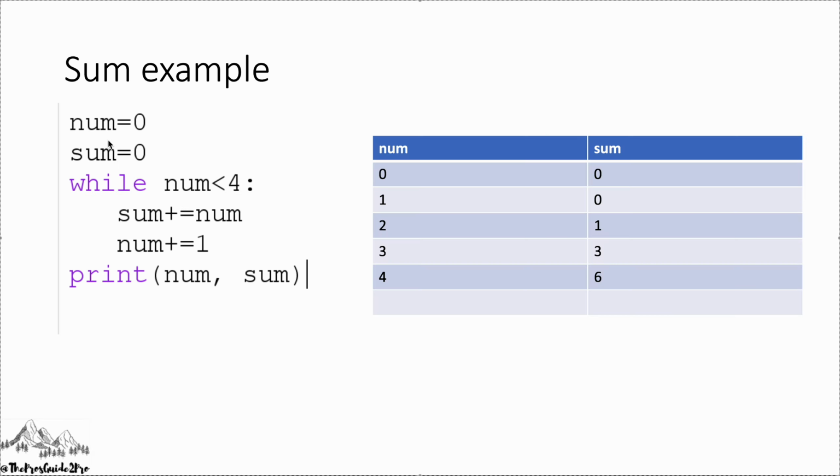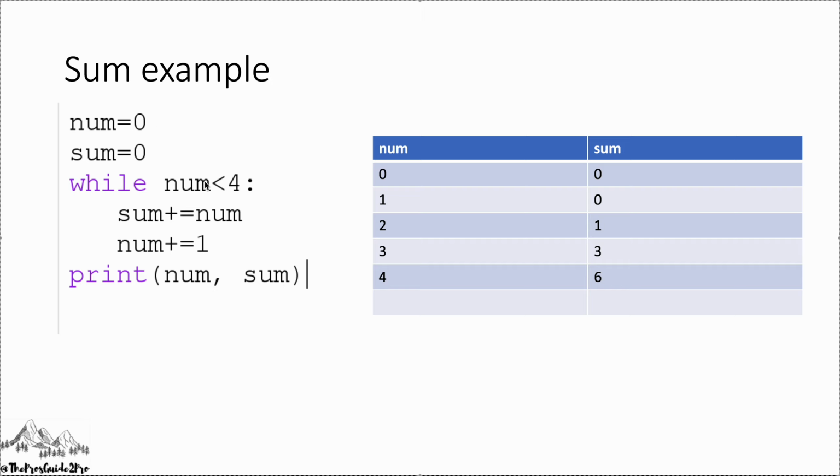So some example, num equals 0 and sum equals 0. While num is less than 4, sum plus num, and then num plus 1. And then once we cannot do this code anymore, we will print out num and then space sum.